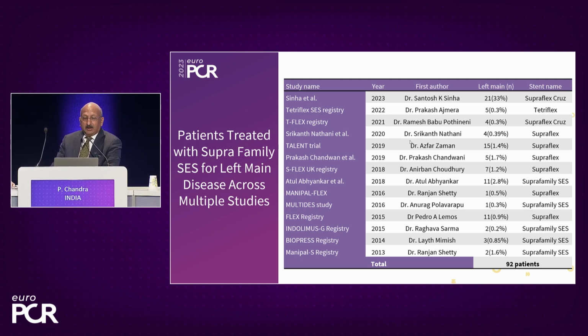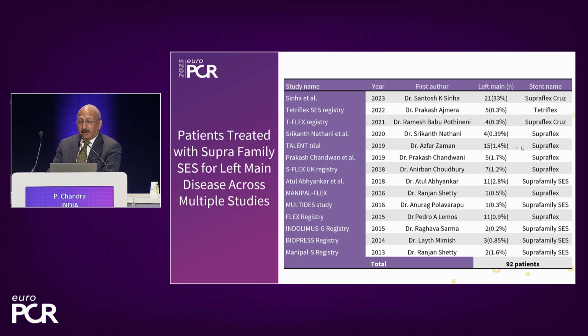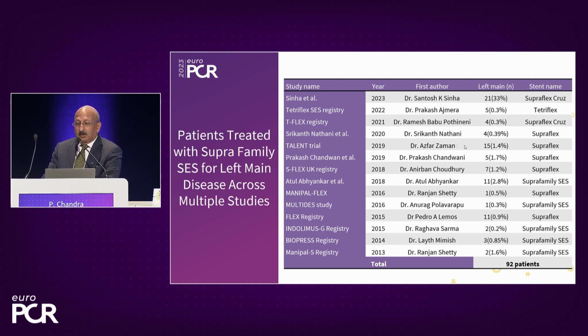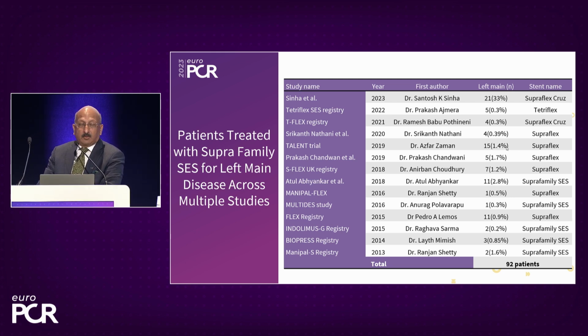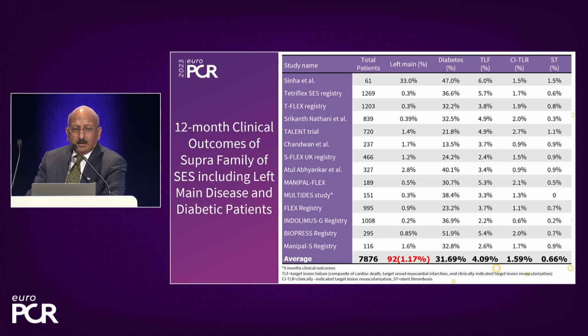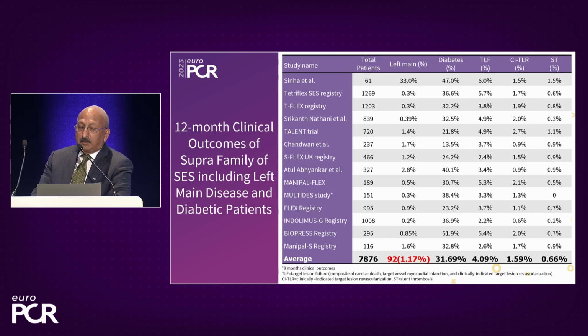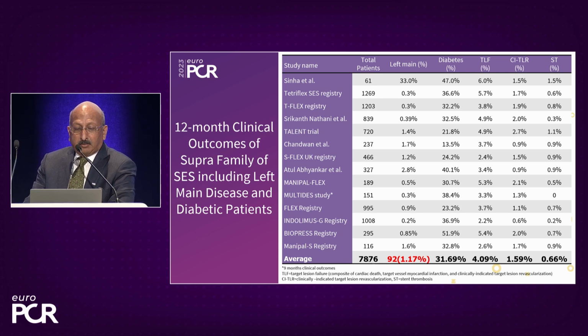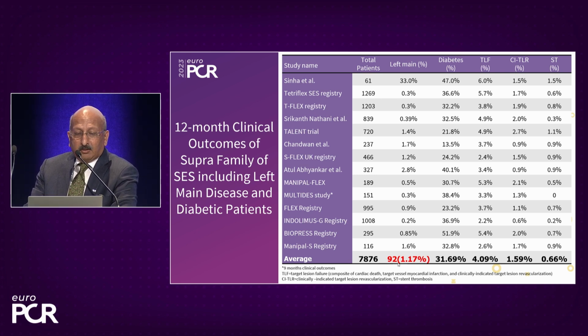And from the randomized trial, which was in 2019, the Talent showed again 15 patients who were there in this trial for the left main treatment. So this is the information which we have gathered here. And the 12-month clinical outcomes you can see here for the left main in these patients, and these are the total number of about 8,000 patients of these studies.